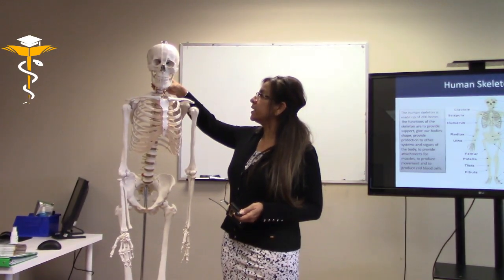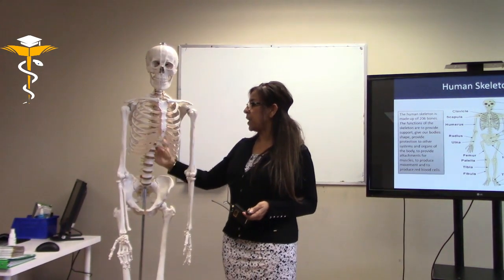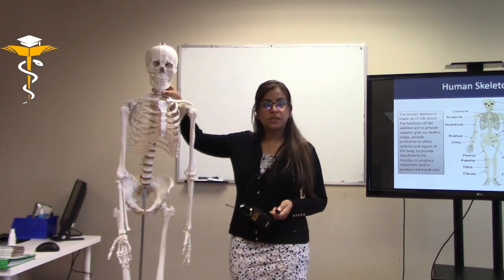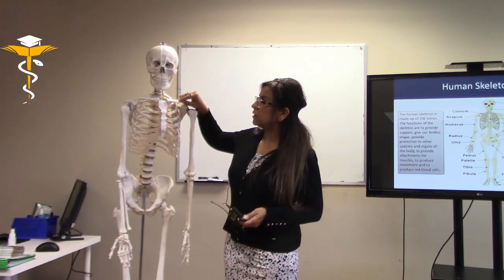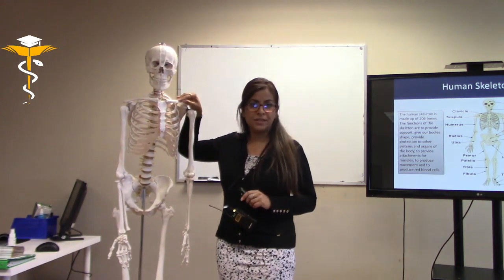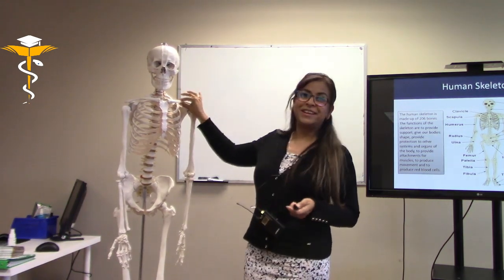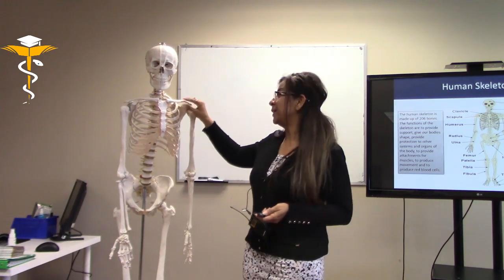Coming down to the next section, there is the spine. The spine has all the vertebrae. There are about 26 vertebrae. This is the clavicle. It's also called the collarbone. You may also know in females this is a very nice bone. It's also called a beauty bone.